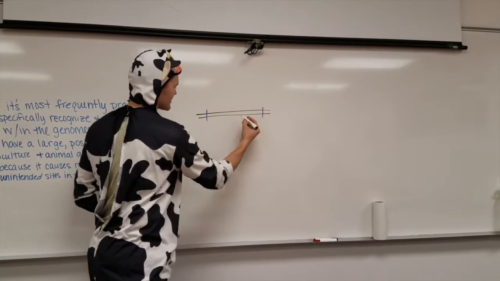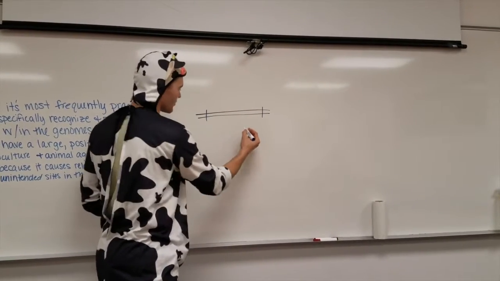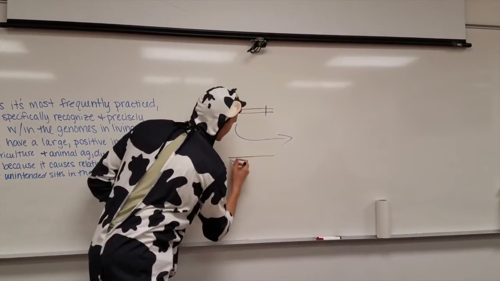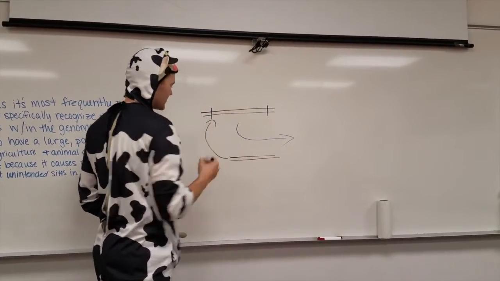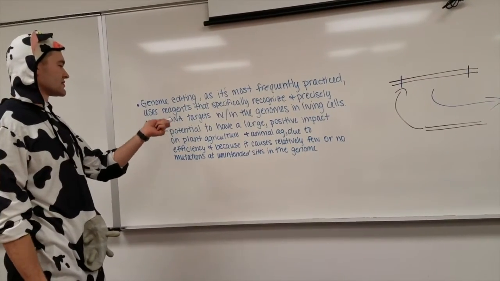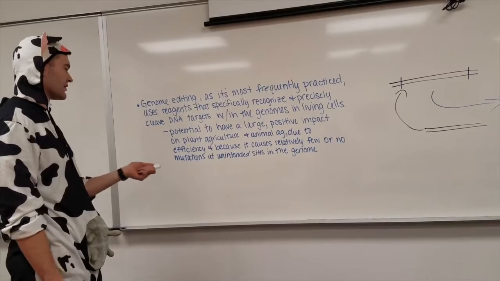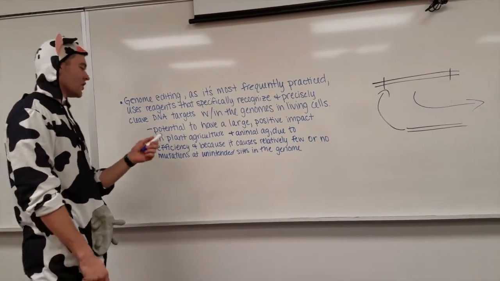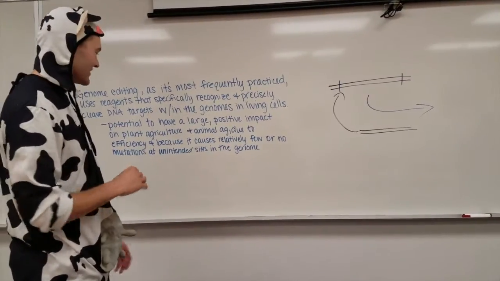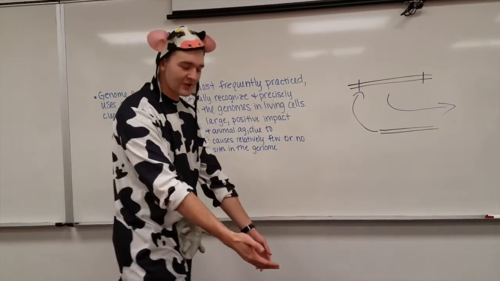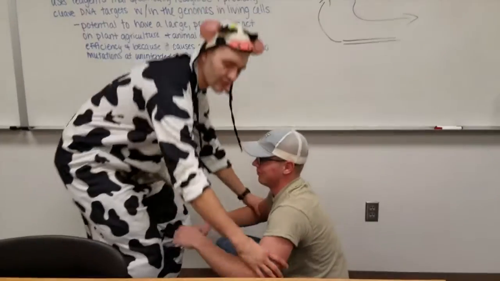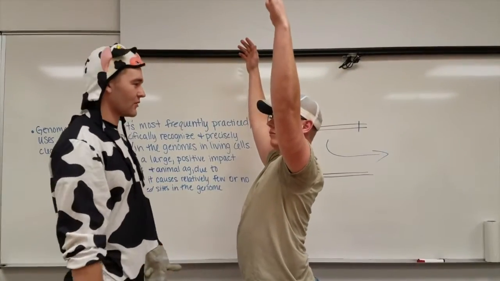Our CRISPR-Cas9 system cleaves those precisely in the points where we want, and then replaces it with the DNA sequence that we select. An example of this is how this has a large positive impact on plant agriculture and animal agriculture due to efficiency, because it causes relatively few or no mutations at unintended sites within the genome. This is our kale plant. We can take a baby kale plant, one that's smaller, and grow it to become a larger kale plant with genome editing.